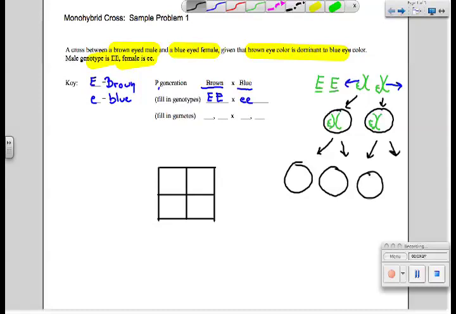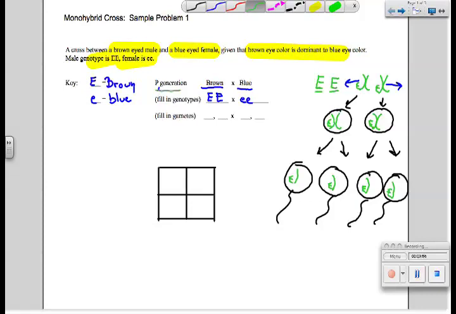Then in meiosis 2, the sister chromatids separate. This happens to two cells, so that I have a single unreplicated chromosome, each having the E. Now, these are now eggs, these are now sperm. These are the gametes that have been produced. This is what I want to fill in next.